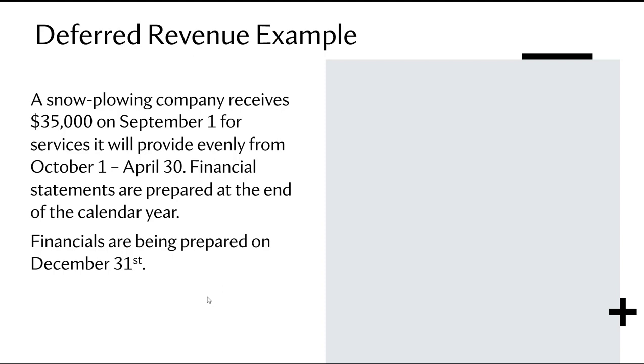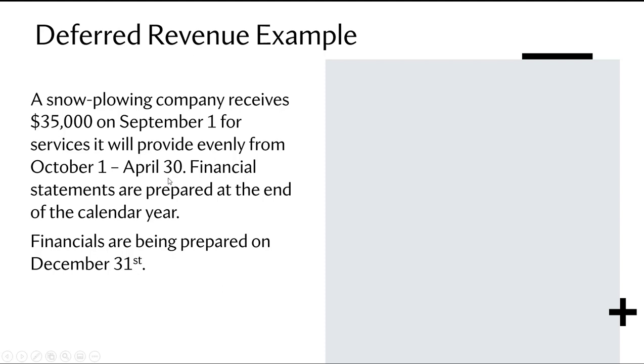All right, so let's see what we have here. A snow plowing company receives $35,000 on September 1st for services it will provide evenly from October 1st to April 30th. Financial statements are prepared at the end of the calendar year. So here we're preparing financials at December 31st. All right, this is particularly tricky because we're getting the money on September 1st, but we're not earning any money until October 1st, right? So what period of time are we earning revenue here?